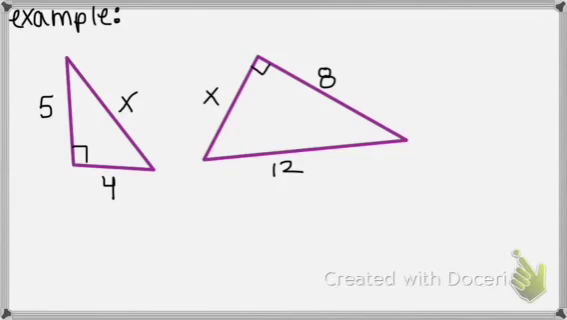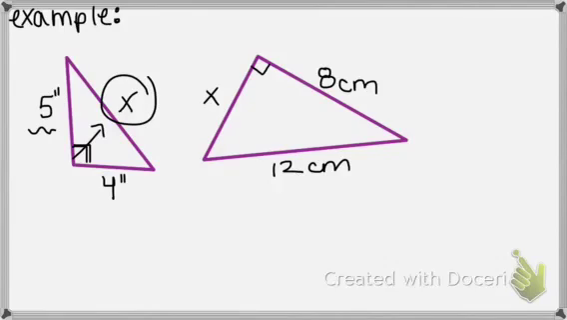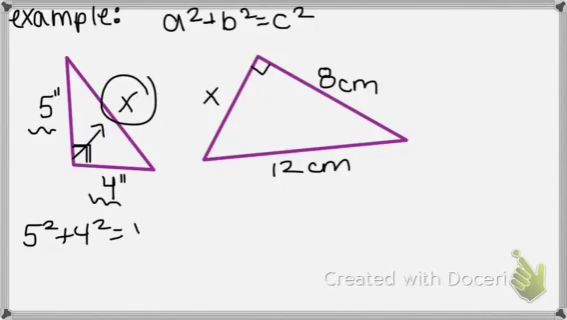So again, in our first one here, let's start by identifying where the hypotenuse is. Our hypotenuse is always across from that right angle, so our hypotenuse is x. And then our other two legs are just the other two values. It doesn't matter the order we put them in. So we're going to use our a squared plus b squared equals c squared. And we're going to say that 5 squared plus 4 squared equals x squared.